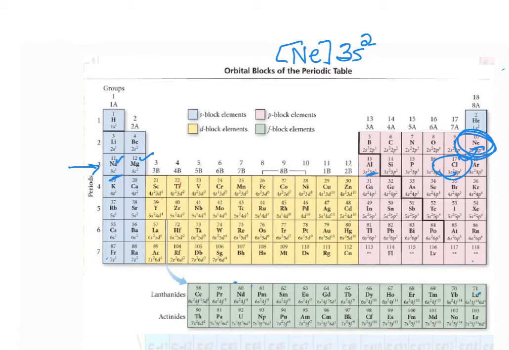When we get to aluminum, we are now at the P block, right? So aluminum ends in 3p1, so now I'm at 3p, and I count all the way till I get to the element I'm interested in, which is chlorine. So I have 3p1, p2, p3, p4, and p5. Chlorine is p5. So this is the shorthand electron configuration for chlorine.